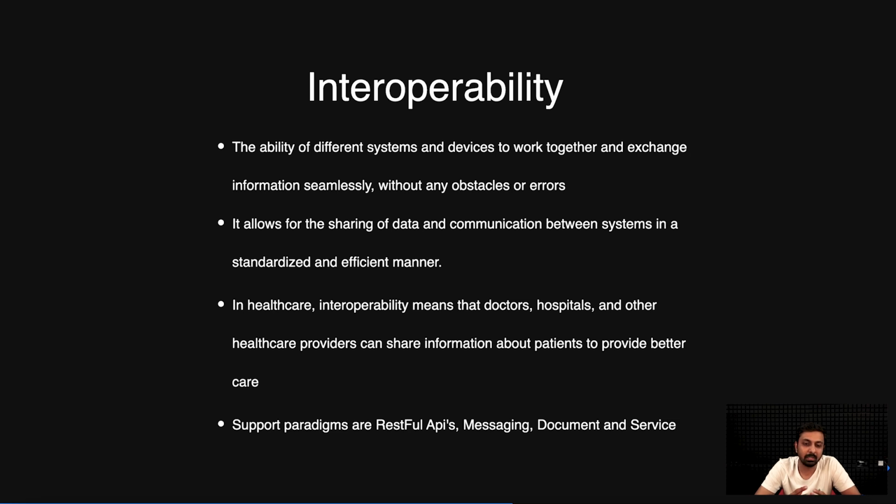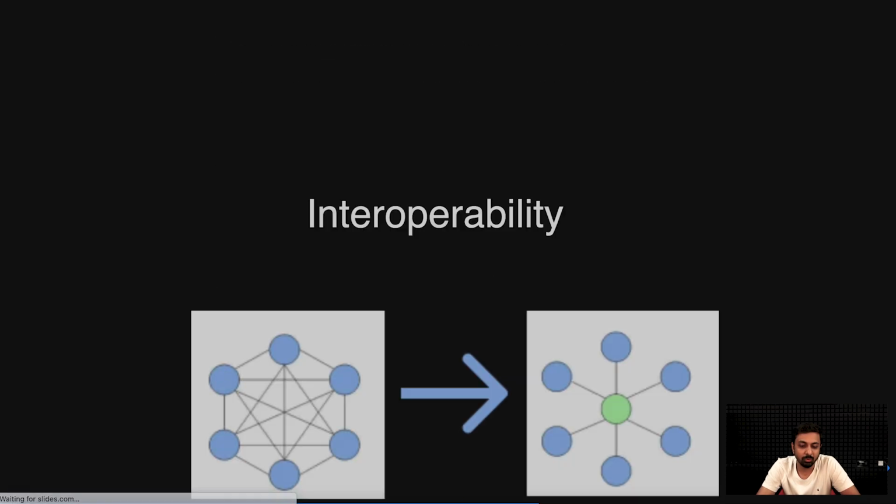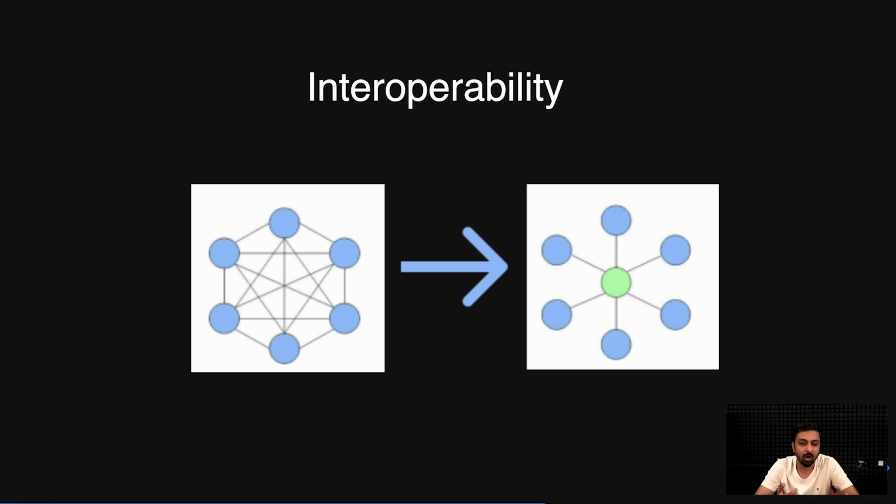Interoperability is nothing but different systems or devices working together and exchanging information seamlessly without any obstacles or errors. In our case, the doctors, hospitals, or healthcare providers can share information about patients to provide better care for them. If I need to give a realistic picture of how interoperability will look, for example, let's say hospital A has their own data format. Let's say they support XML. Now hospital B supports JSON. So if the two have to communicate, then hospital A and hospital B have to have a data transformation layer, right, which transforms the data from one format to another, which the other person understands.